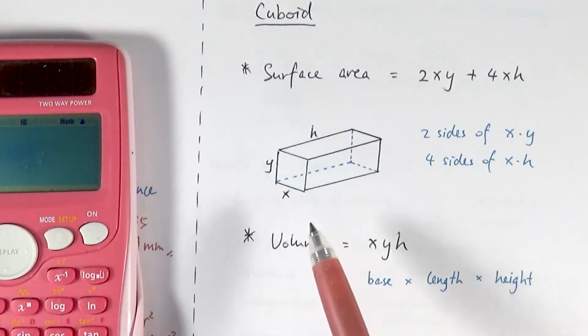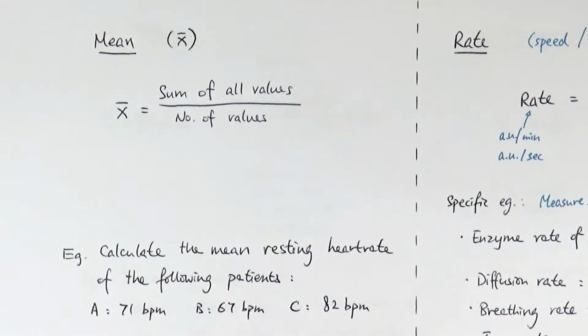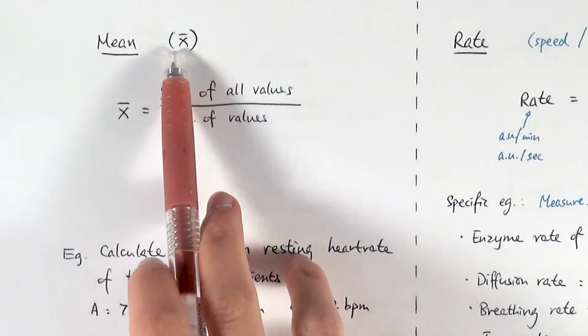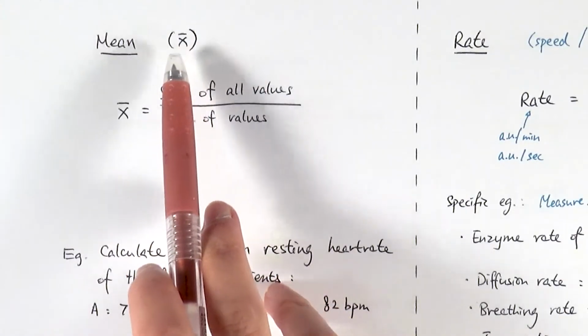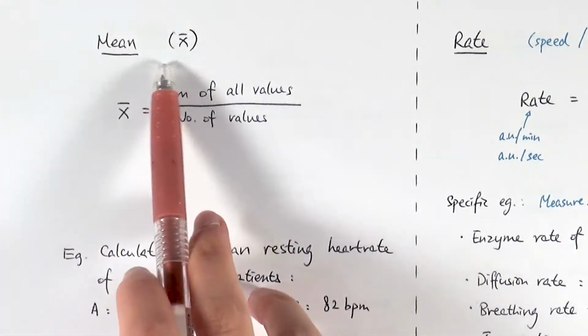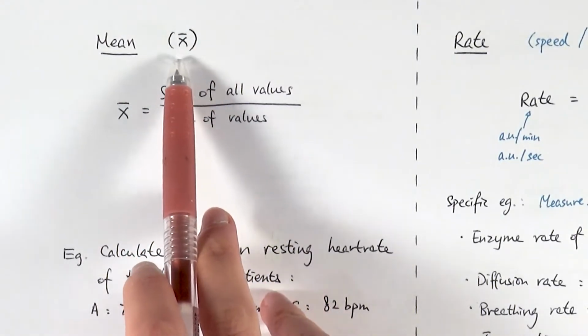As for volume, you would know it would be the base times the height times the length of some sort. So in this case, x, y, and h, right? Base times length times height. And now let's have a look at the mean, right? So sometimes mean would have this particular symbol, specifically the line above it. So it could be n with a line above, which means the mean of n, or x with a line above, meaning the mean of x.